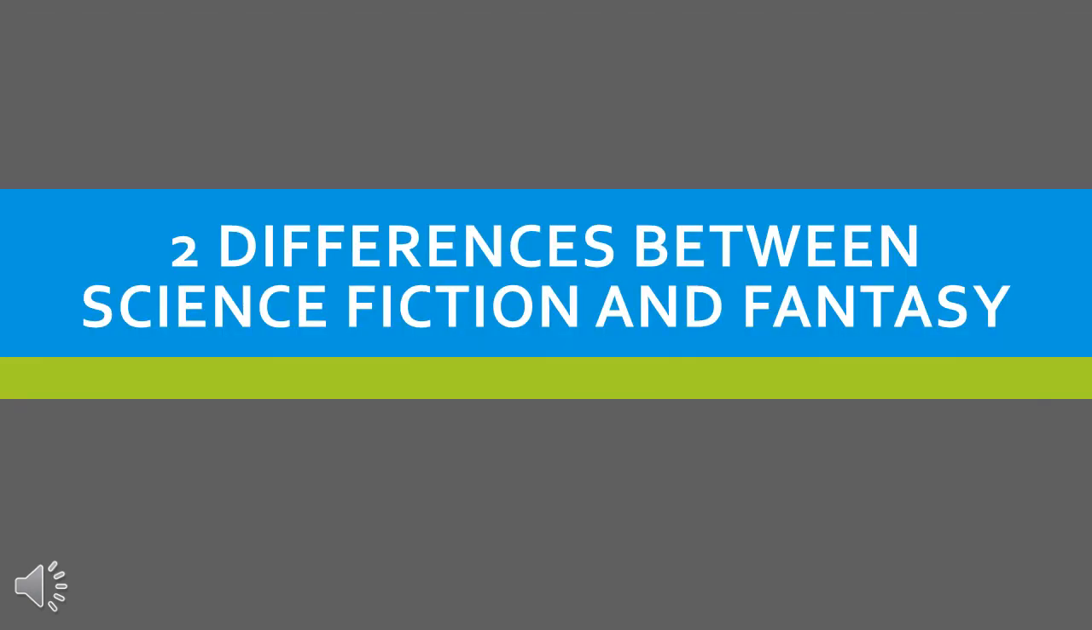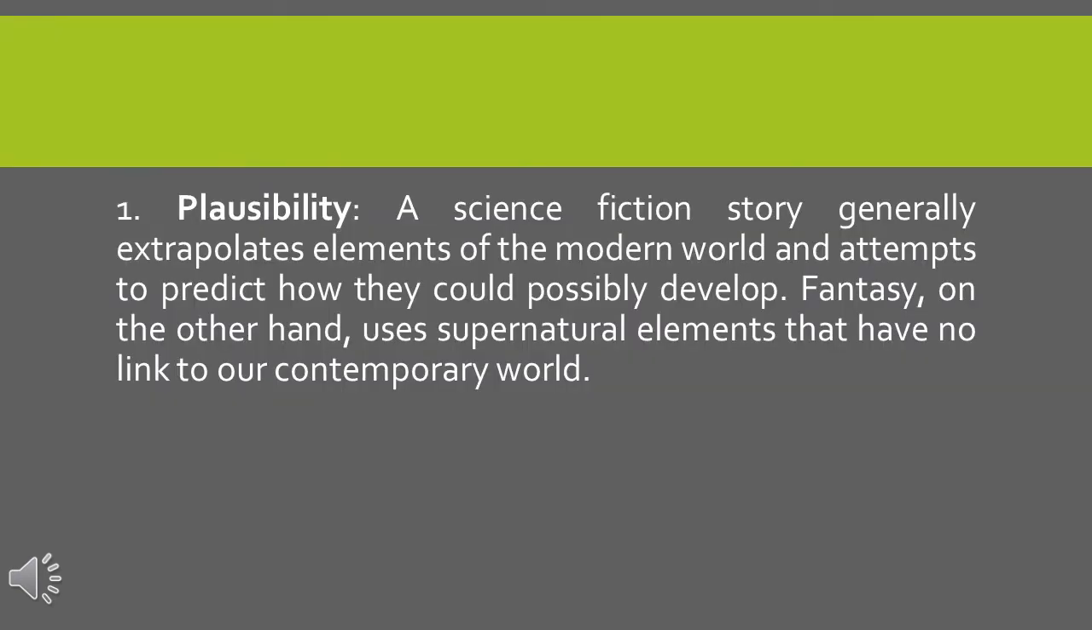Now, let's have the differences between science fiction and fantasy. As should be obvious by now, science fiction and fantasy overlap quite a bit. There are subgenres like science fantasy that explicitly blend the two. The first one is plausibility. A science fiction story generally extrapolates elements of the modern world and attempts to predict how they could possibly develop. Fantasy, on the other hand, uses supernatural elements that have no link to our contemporary world. A useful way of thinking about the differences between the genres is that the fantasy genre traffics in the impossible, whereas science fiction can be thought of as speculative fiction that draws its internal logic from the real world.